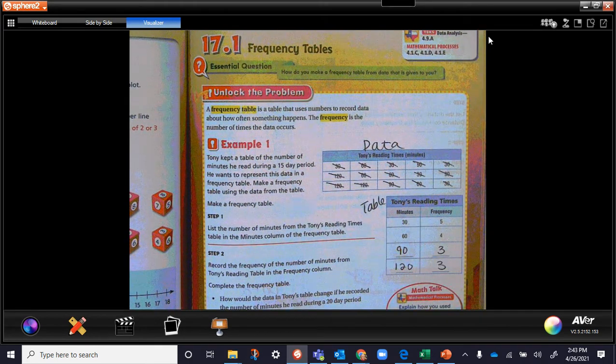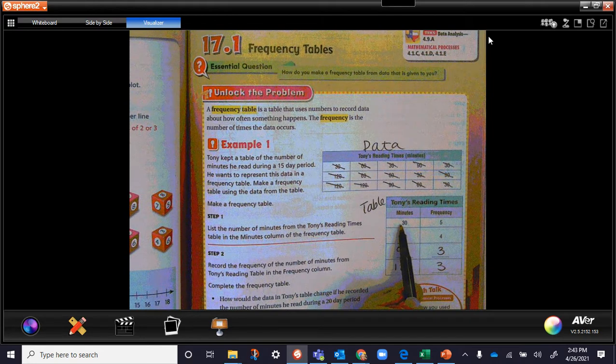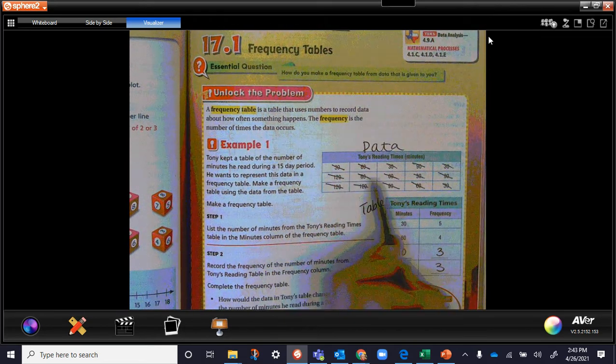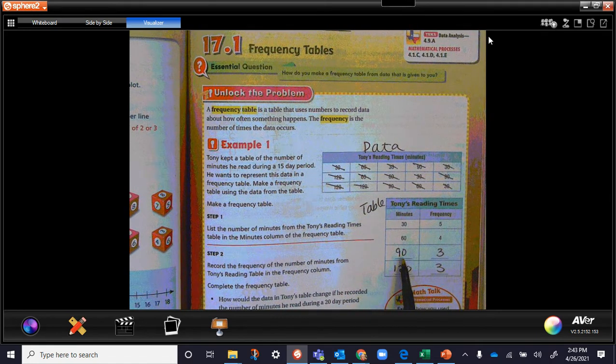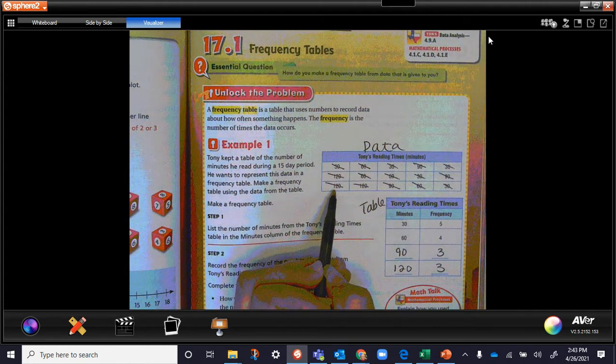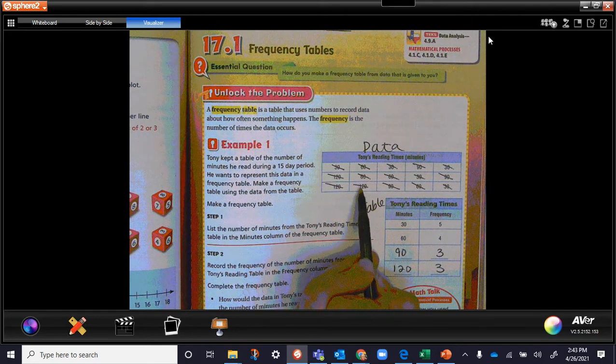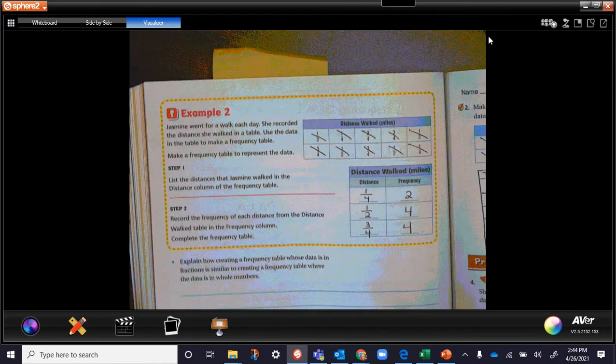Frequency is how often something happens. Every time that he read 30 minutes, he would make a tally. Then he would read 30 minutes again, he'd make a tally. There were 5 total times that he read 30 minutes. There were 4 total times that he read 60 minutes. Then we went through the chart and found that the other times were 90 and 120, and he did each of those 3 times. I like to cross out as I go to make sure that each one is represented. If I add up all of these frequencies, that should be how many boxes I have.